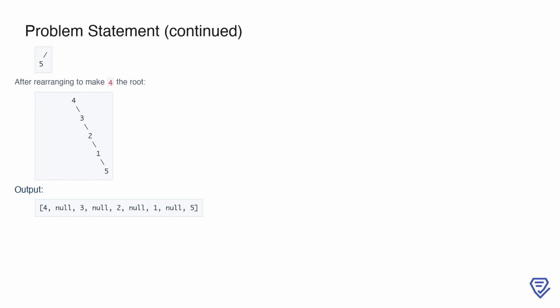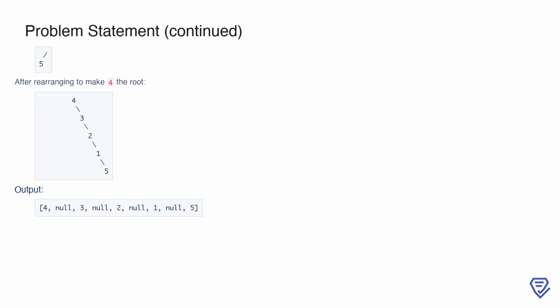Suppose the input binary tree is represented as 1, 2, null, 3, null, 4, null, 5, and the node you want to make the root is 4. Before rearranging, the tree is a linear structure where each node has only a left child, with 1 as the root and 5 as the leaf node. After rearranging to make 4 the root, the tree is transformed into a right-leaning structure.